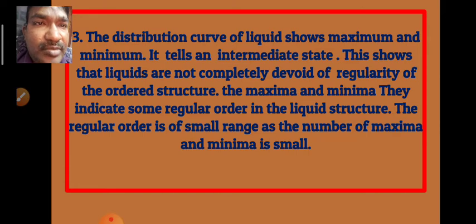Maxima and minima. It tells us an intermediate state. This shows that liquids are not completely devoid of regularity of the ordered structure. The maxima and minima indicate some regular order in the liquid structure. The regular order is of small range as the number of the maxima and minima is small.